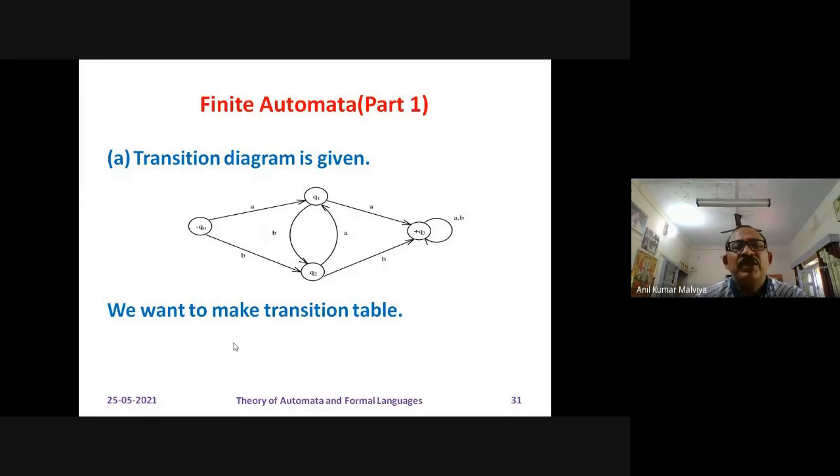आप सभी लोग ट्रांजिशन डायग्राम बना लो कॉपी में. Then we will look the method how will we draw a transition table from a given transition diagram.